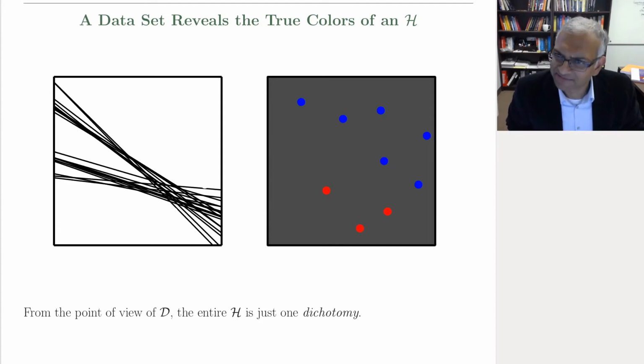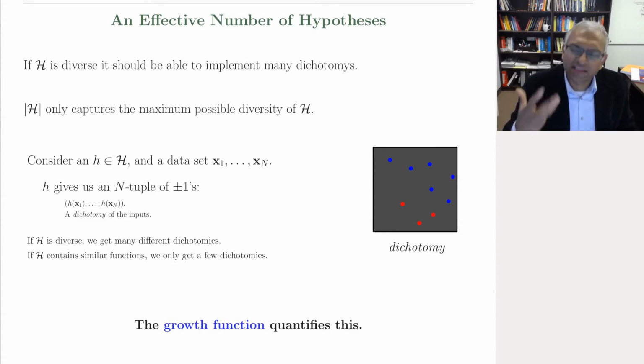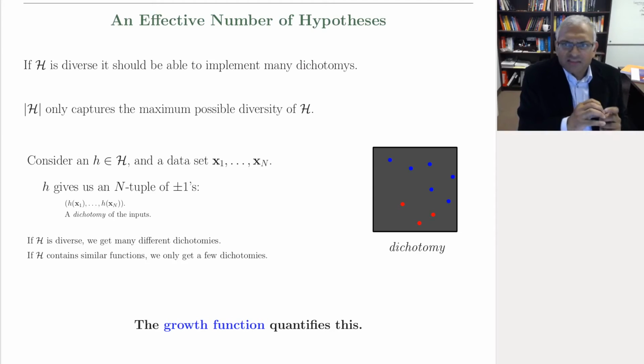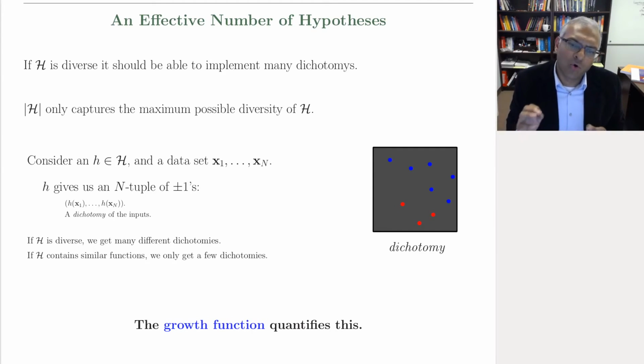Now, isn't that interesting? While I might have, in fact, there are infinitely many hypotheses that I could have shown on the left, they would all collapse to one hypothesis on this data set. We are going to now develop a measure of complexity for a hypothesis set that can take that into account. You can think of it as an effective number of hypotheses. So the size of H only captures the maximum possible diversity, and it's overkill. But we're going to now look for a way to also capture the diversity in the hypothesis set.